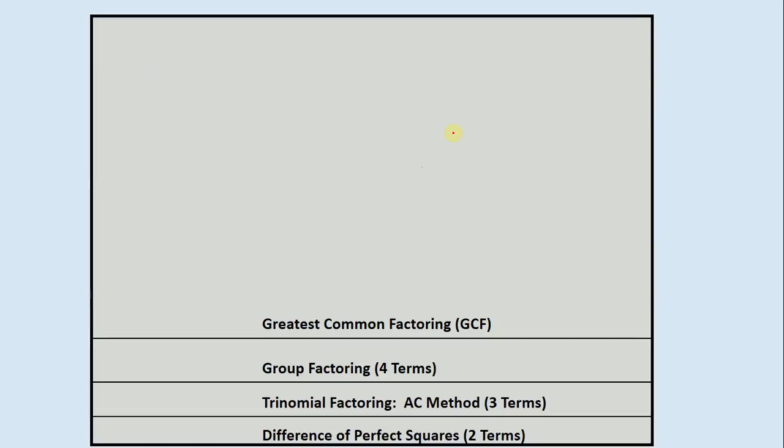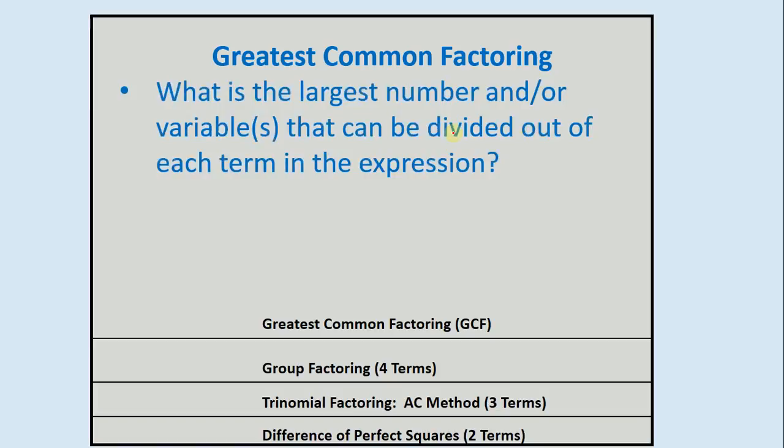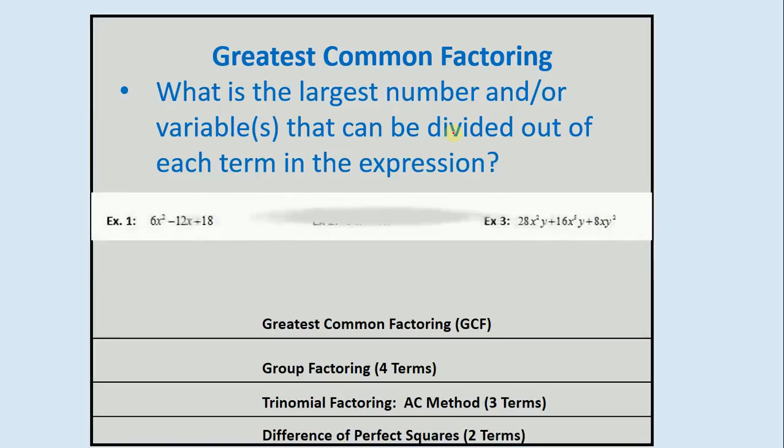The most common kind of factoring is known as greatest common factoring. So basically finding the greatest common factor. On the top part where it says the bullet, you want to put: what is the largest number and or variable that can be divided out of each term in the expression. Ultimately, that's the question that we're going to want to ask ourselves as we are factoring out the greatest common factor. And I have 3 problems to work on with you.